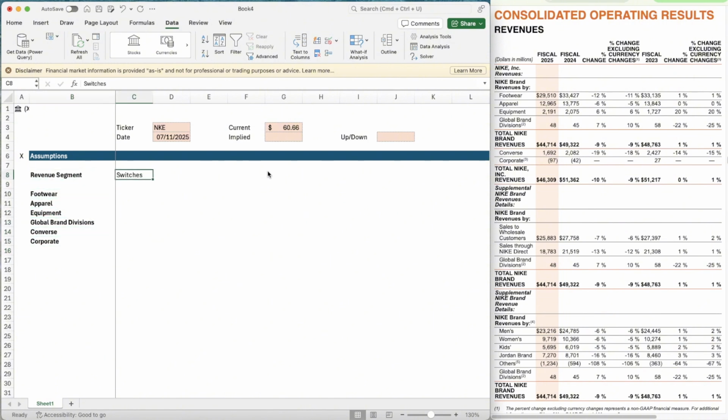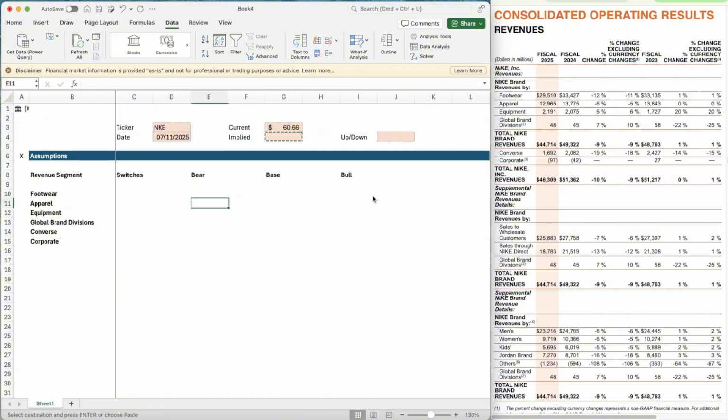At the top, we need to write switches. Then we're going to put bear, base, and bull. And it will become clearer as we're building this model out, but we're going to simulate between positive and negative scenarios. The bear case is a negative scenario, the base is just what we expect to happen, and then the bull is we're being optimistic.